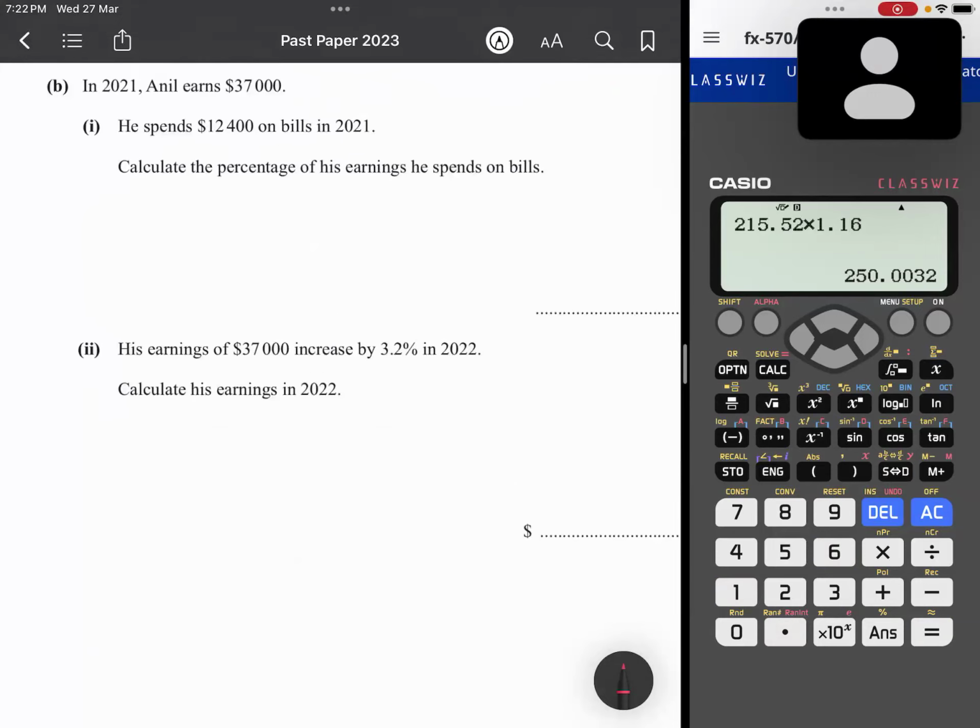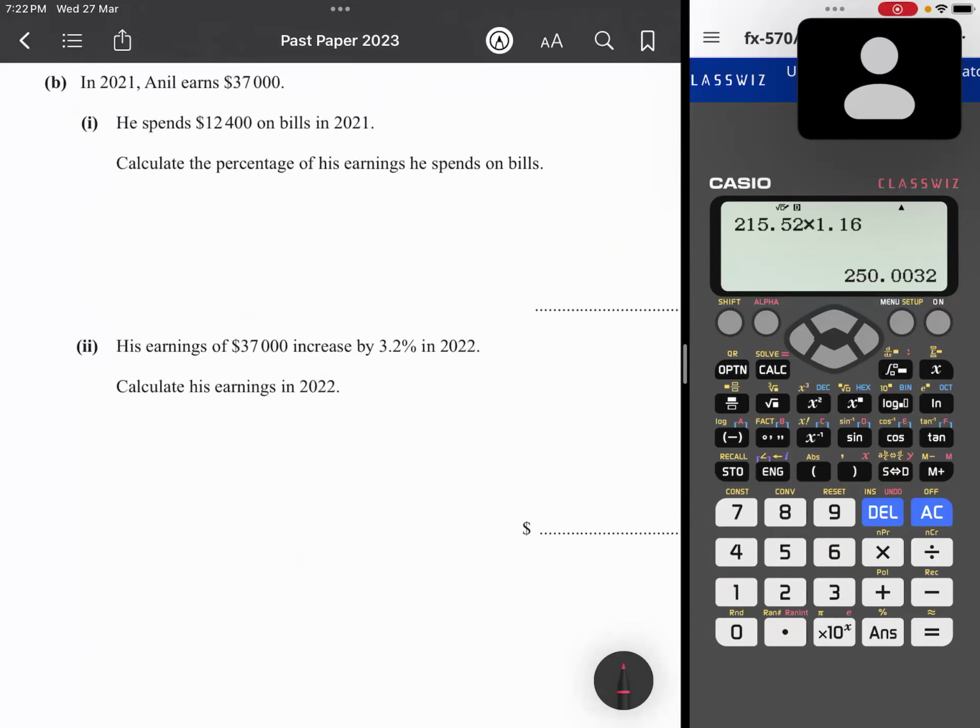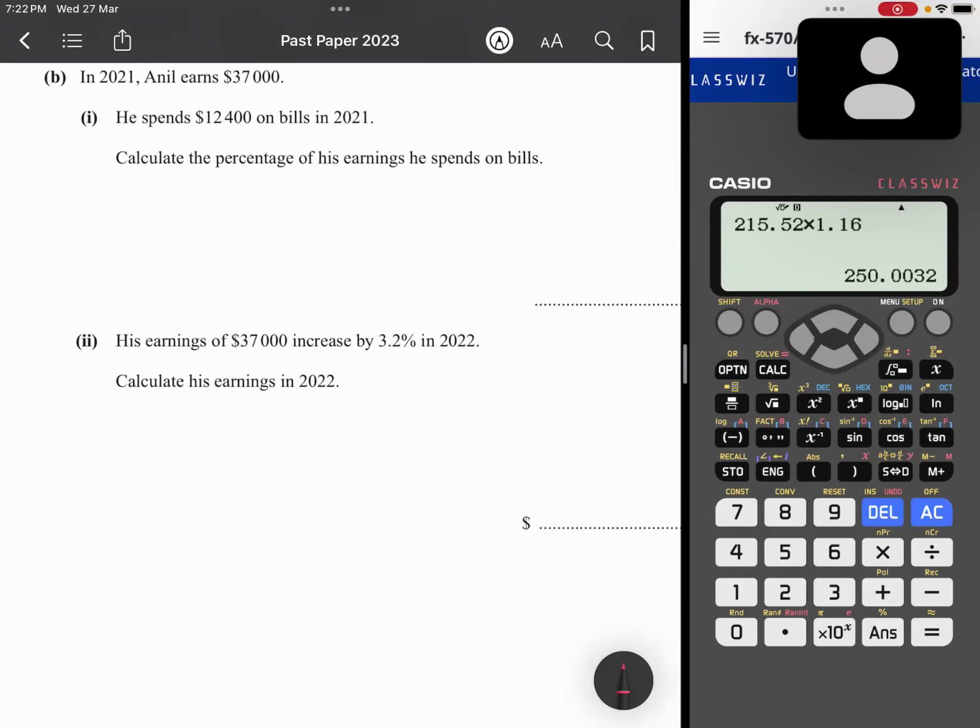Okay. In 2021, Anil earns 37,000. He spent 12,400 on bills in 2021. Calculate the percentage of his earning he spends on bills. We know already that this 37,000 is the 100%. So let's find out that this 12,400 is equal to how much percent. That is the thing we are going to find out here. Is this clear everybody or not?